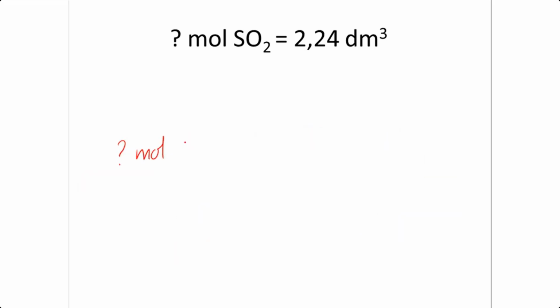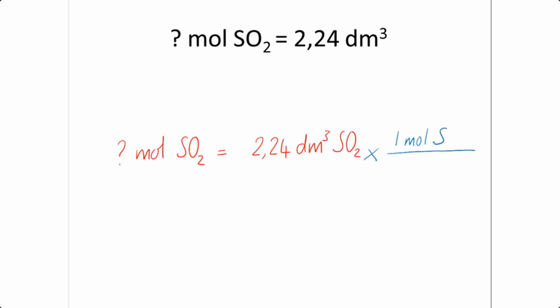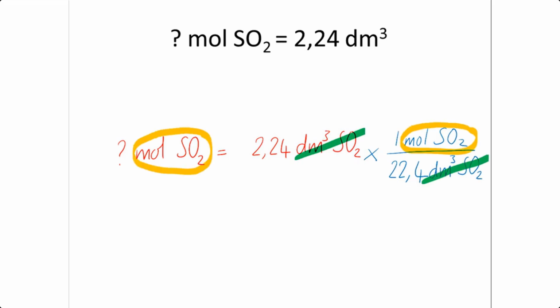We write it in equation form. How many moles SO2 has a volume equals 2,24 decimeters cubed SO2. We know that 1 mole SO2 has a volume of 22,4 decimeters cubed. Decimeters cubed cancels off. We're left with moles SO2, which is what we were asked about. 2,24 divided by 22,4 equals 0,1 mole SO2.